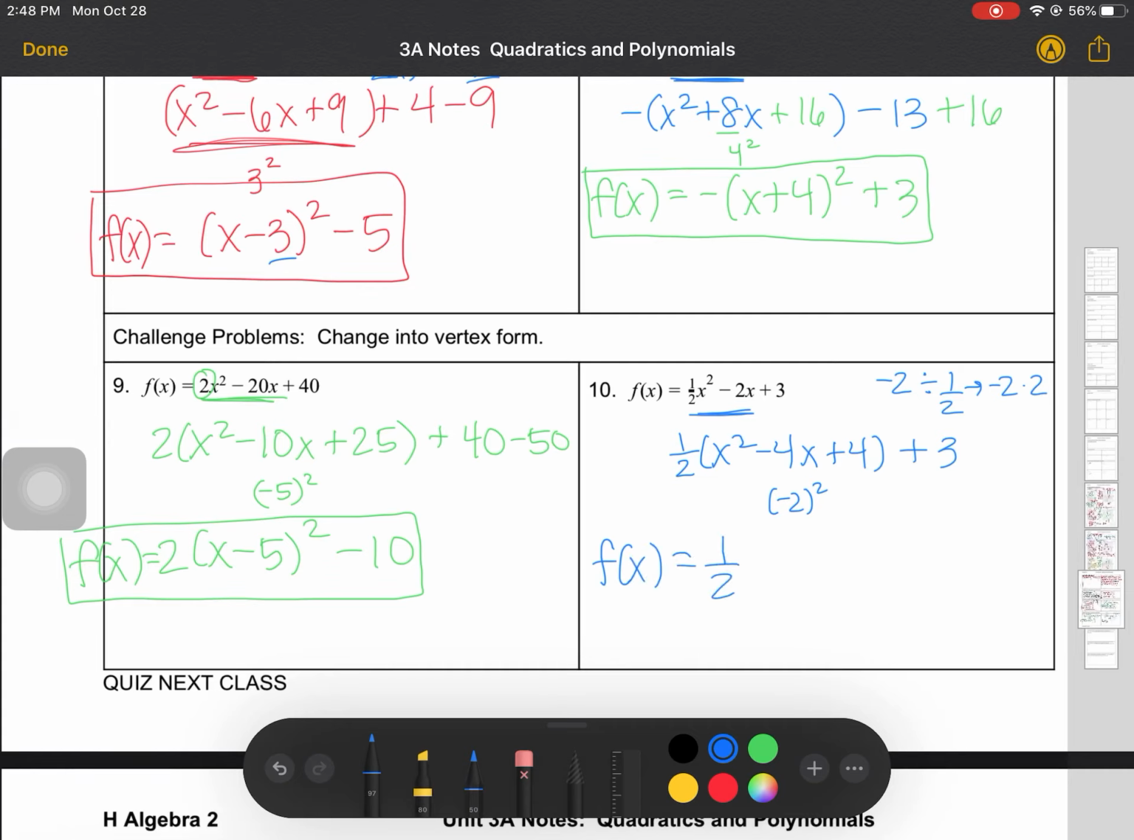And then my equation, when I factor it, should be x minus 2 squared. Oopsies, I forgot to account for it. Sorry. You do half times 4, because that's really what I added here. Half of 4 is 2, so I need to cancel that out by subtracting 2, so plus 1.